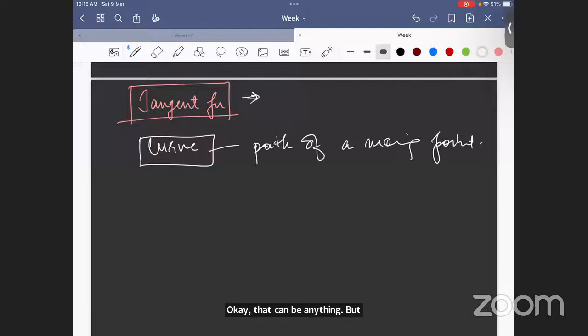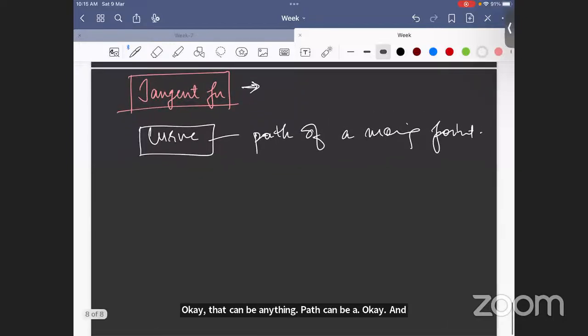And what do you mean by a tangent at some particular point? What does the tangent define? The tangent shows the instantaneous direction at a point. Correct. So it generally tells you the instantaneous direction at that particular point. For any curve, it tells you the instantaneous direction in which it is moving.